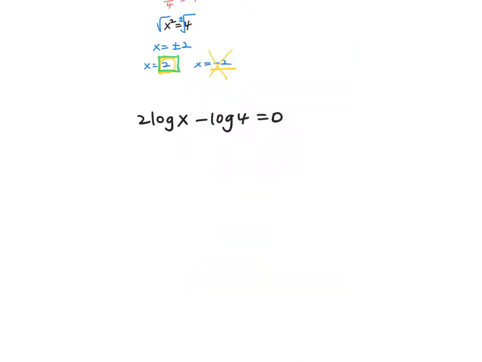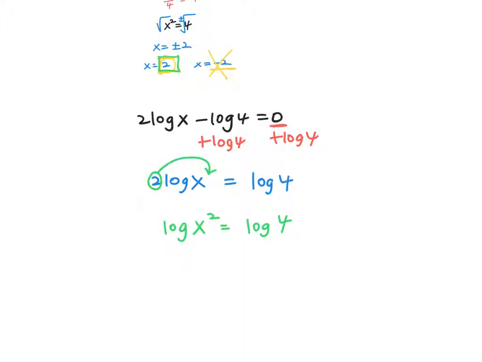So for this particular problem, because you have a 0 on the right-hand side, you also could have done it this way. You could have added log of 4, common log of 4 on both sides. And then you can move the coefficient up as a power here. And then you would have a single log on either side of the equation.